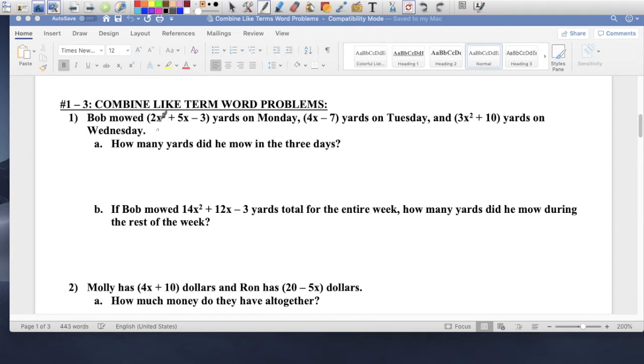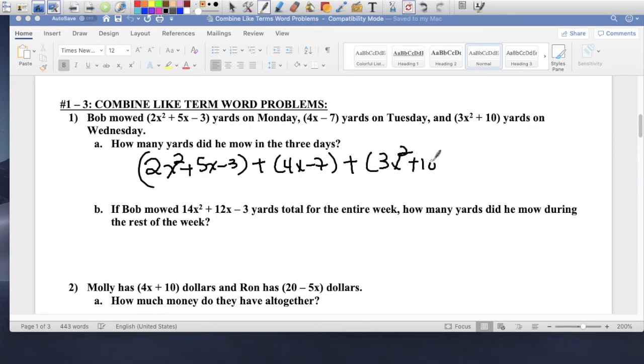So here you have Bob mowing, 2x squared plus 5x minus 3 yards on Monday, this much on Tuesday, and this much on Wednesday. So how much did he mow in 3 days? Well, we're going to have to add these, right? Just 2x squared plus 5x minus 3 plus 4x minus 7 plus 3x squared plus 10. So we're adding all those.